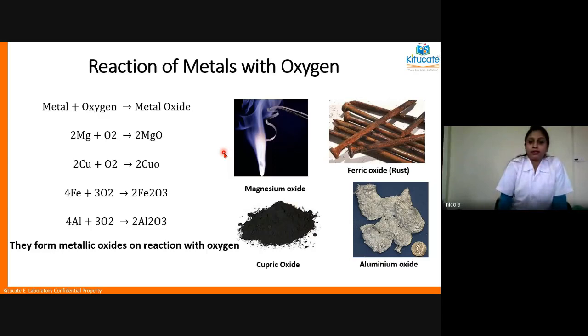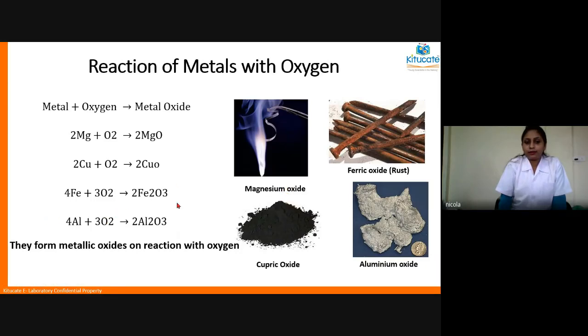Because we burnt magnesium ribbon and we collected the ash. Then we suspended it in water and we tested it with litmus paper. The litmus paper turned blue in color. That means the metal oxides are basic in nature. What about the non-metals? When non-metals react with oxygen, non-metallic oxides are formed, which are acidic in nature. All right, this is the reaction of metals and non-metals with oxygen. We'll move on to the next slide.